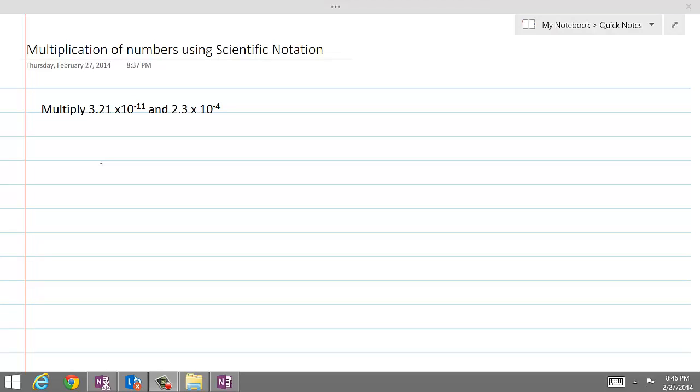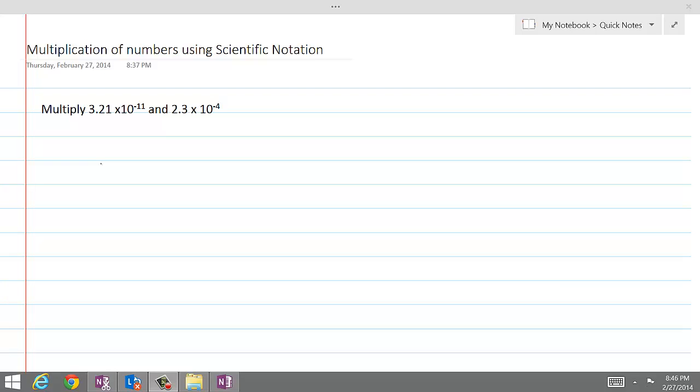Multiplication and division of numbers using scientific notation. Here we have a question in which we are going to multiply 3.21 times 10 raised to power minus 11 with another number in scientific notation, 2.3 times 10 raised to power minus 4.